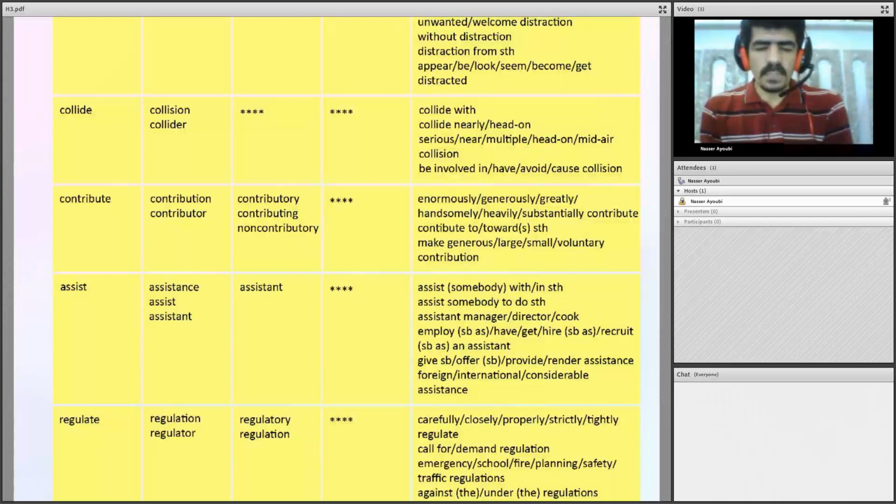Collider is a machine used in scientific studies in which parts of atoms are made to move very fast and crash into each other. Collocations: collide with, collide nearly, collide head-on. Serious collision, near collision, multiple collision, head-on collision, mid-air collision. Be involved in collision, have collision, avoid collision, and cause collision.